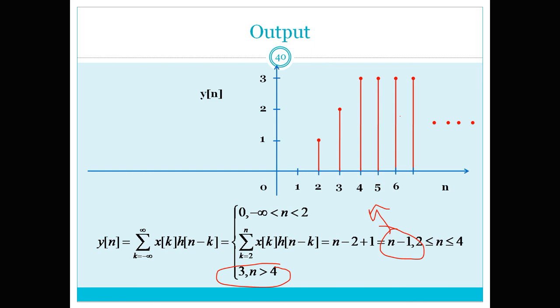First, we need to identify x of k and then h of n minus k and then w n of k, simply multiplication of those two, and finally y of n after application of sigma. So this is the convolution sum. So this is how to solve the convolution sum if two signals are given.